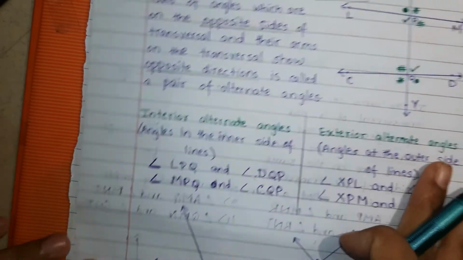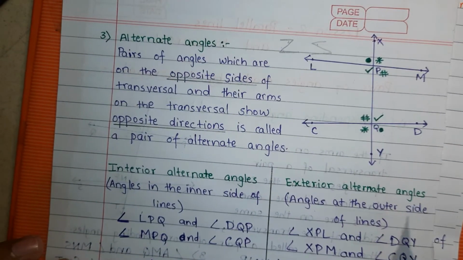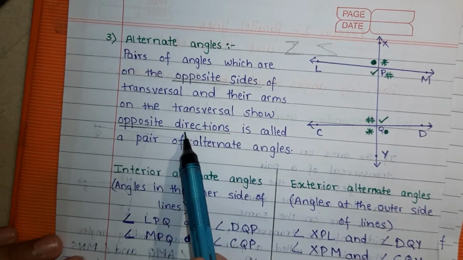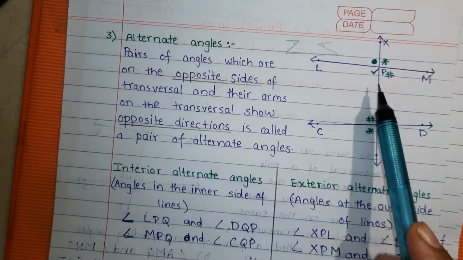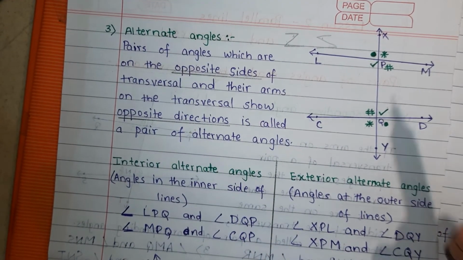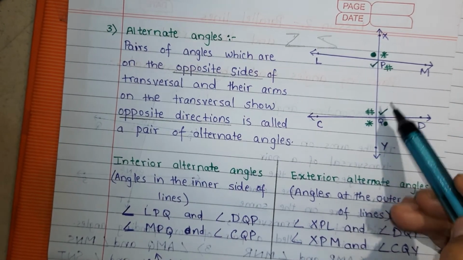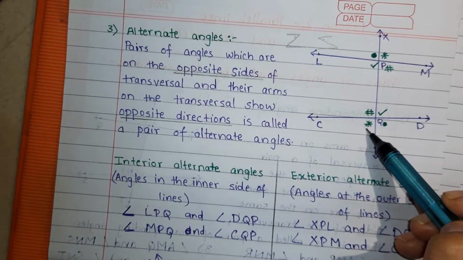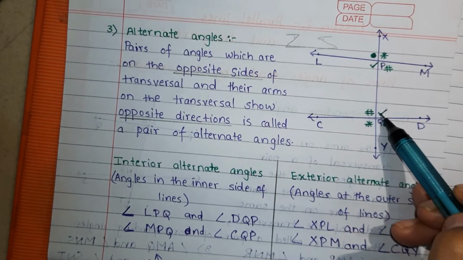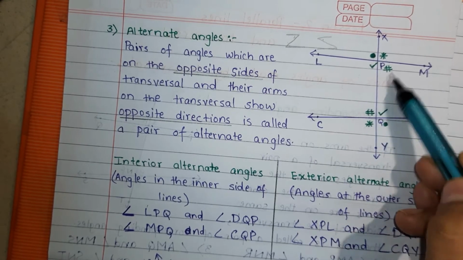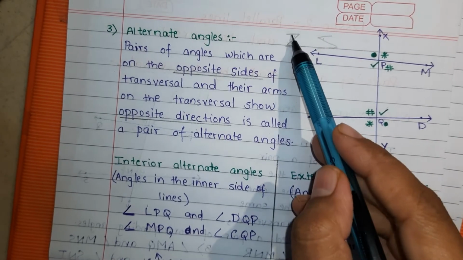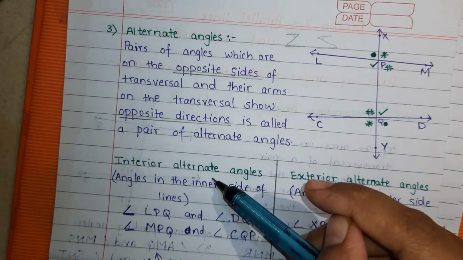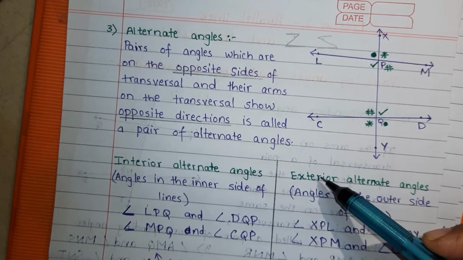And the third type we have studied was alternate angles. Alternate angles means they are on opposite sides of the transversal and their direction of one arm on the transversal is also opposite. For example, this angle and this angle are alternate. This star angle and this star angle are alternate. This tick mark and tick mark are alternate angles, and these two are alternate angles, meaning they form a Z-like shape.